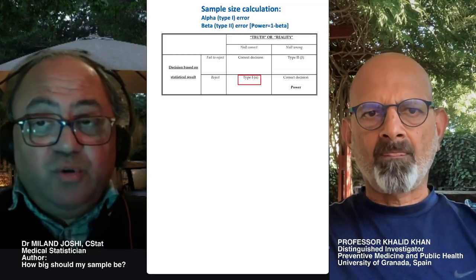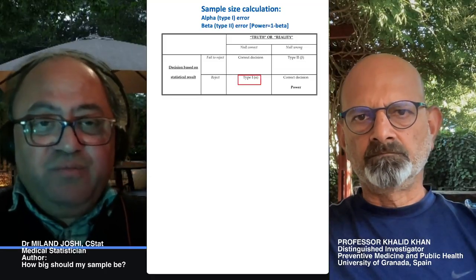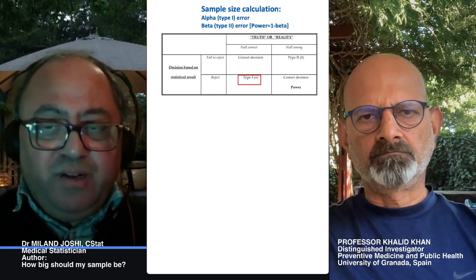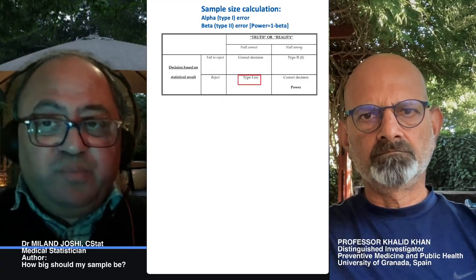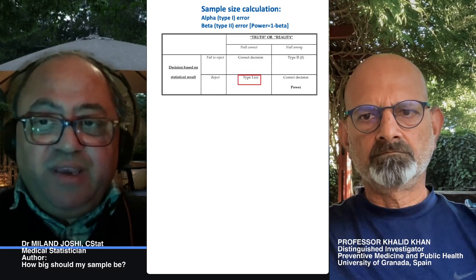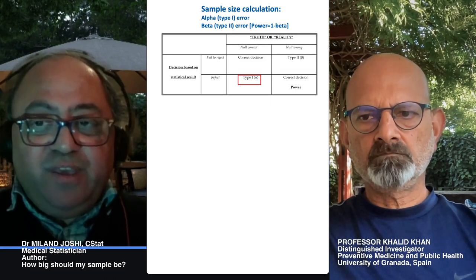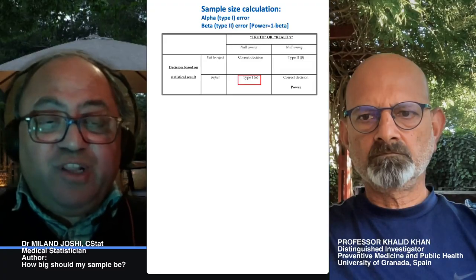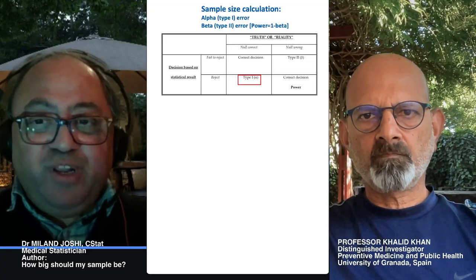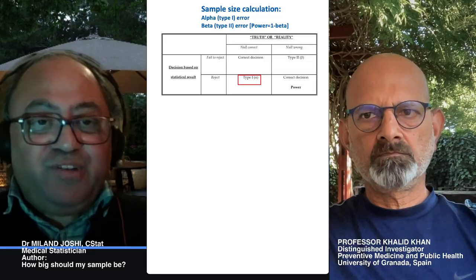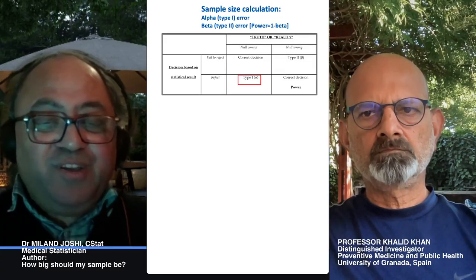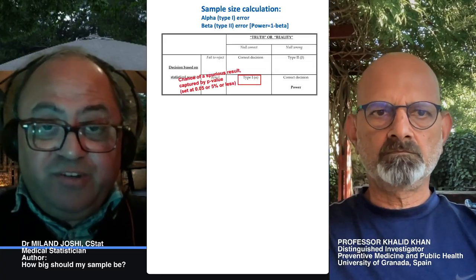Sure. There are two mistakes which we wish to avoid when we analyze the results of a clinical trial. We wish to avoid a spurious result. In other words, getting an apparently significant result when we haven't got one. If we think that we have found something and we have not, that's called a type 1 error. So that's a spurious result.